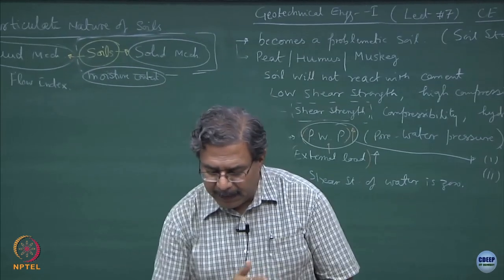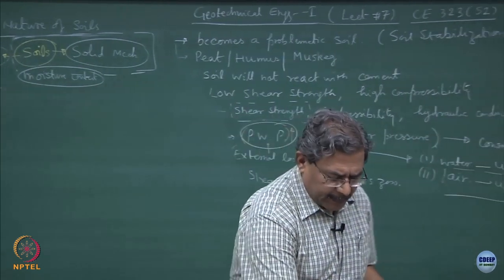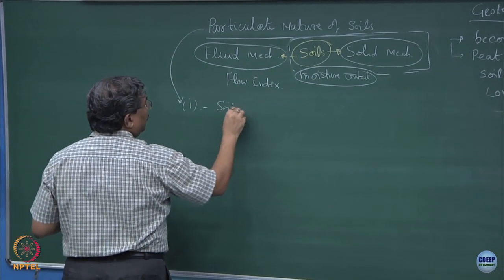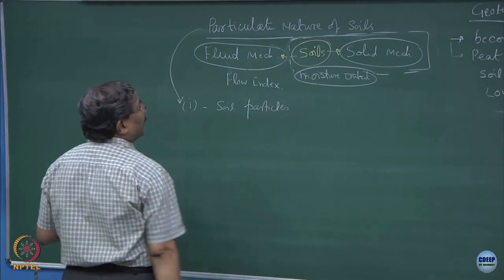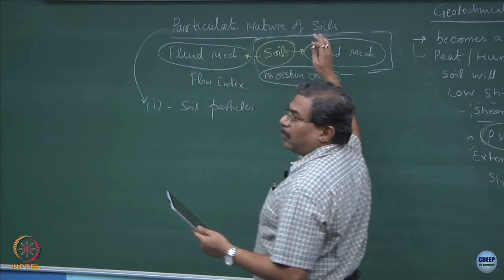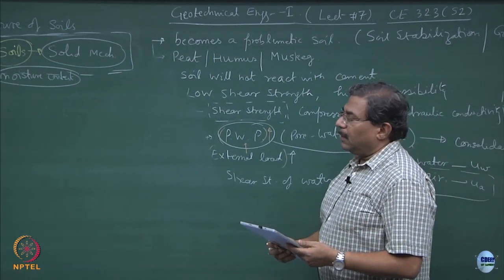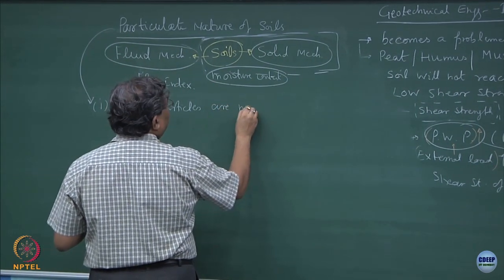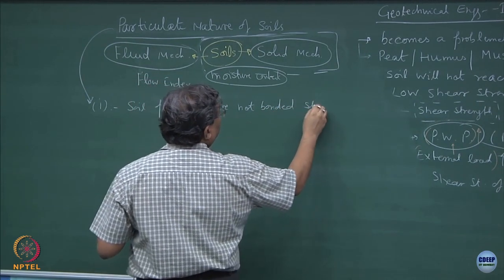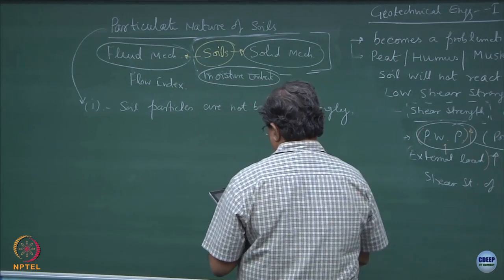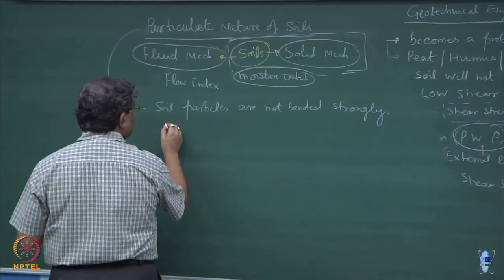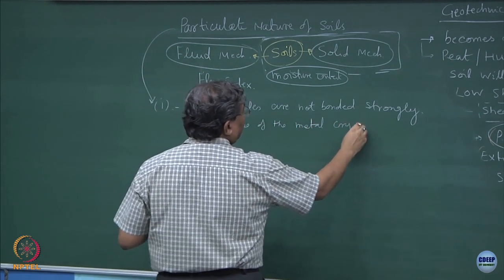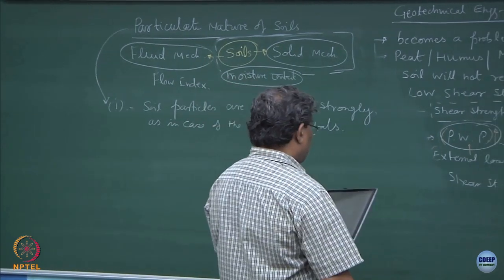Now, what is meant by the particulate system is basically soil particles are not bonded. So, when we say particulate nature, that means the soil is treated as a consortium of particles of different sizes, different shapes, different morphology or whatever. So, these soil particles are not bonded strongly, as in case of the metal crystals, so they are free to move freely.